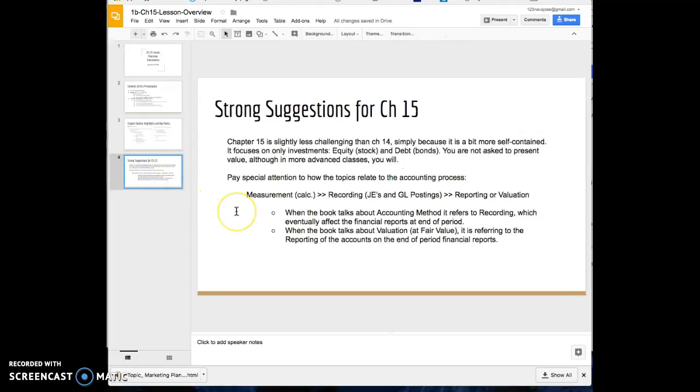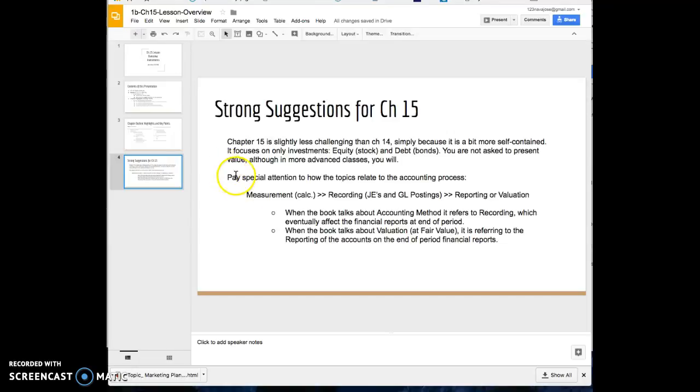A couple of points regarding this chapter. It is not as challenging as 14. 14 was by far the most challenging chapter, in my view, of all of our topics for this class. The nice thing about 15 is that it focuses purely on investments. It's pretty clear. It's not as deep as bonds, which is what we worked on in the last couple of weeks.